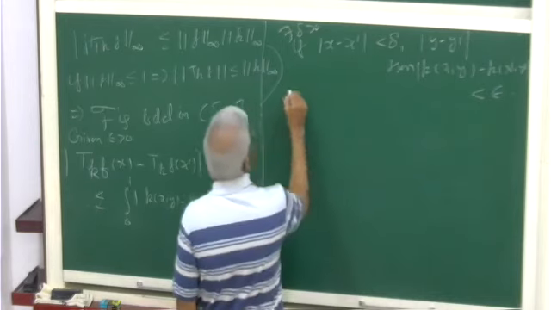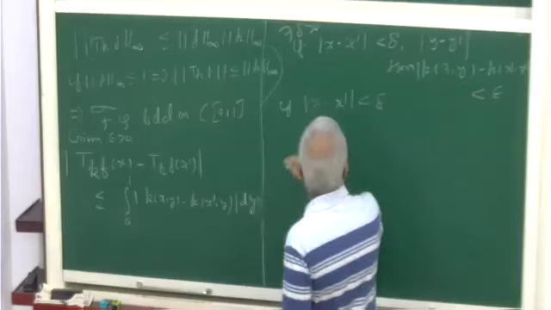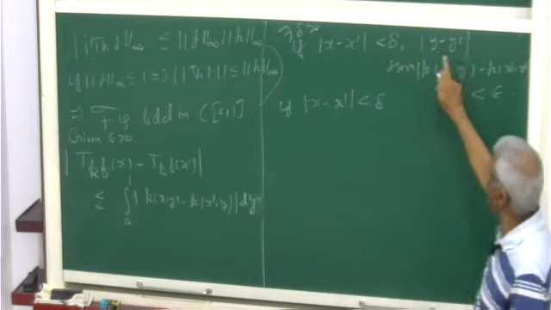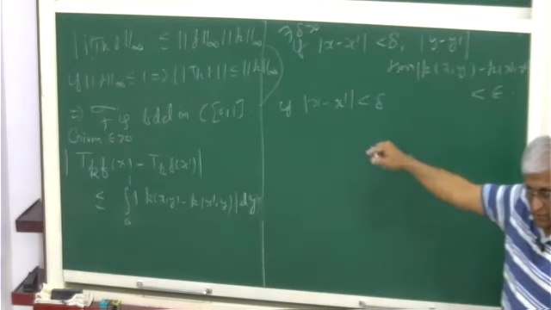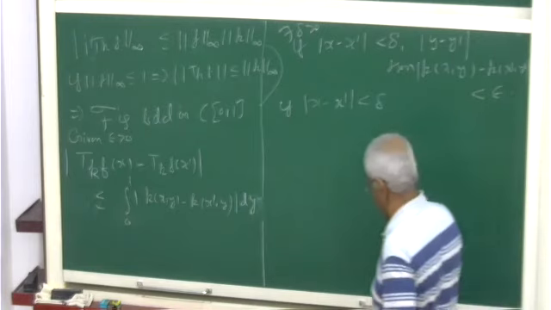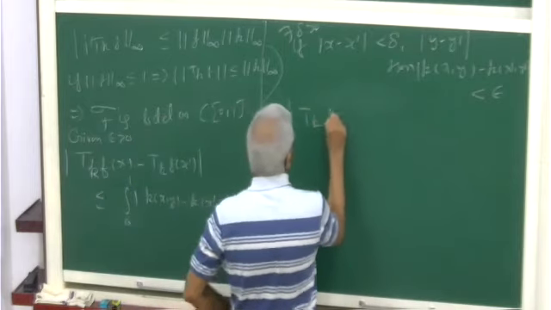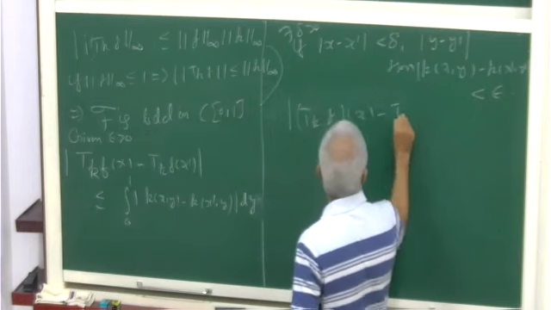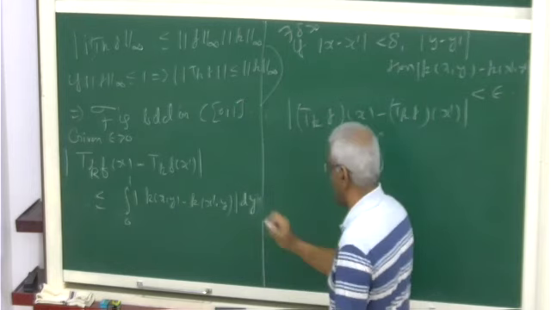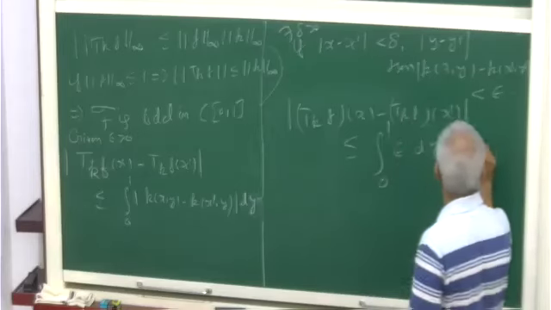So this implies, if x minus x prime is less than delta, this is true for all y. For y and y prime varying within delta, this is true. You can take y equal to y prime, and then it will still be less than delta. So this is okay. Then that implies TKf of x minus TKf of x prime is less than or equal to epsilon times the integral over 0 to 1 of dy, which equals epsilon.